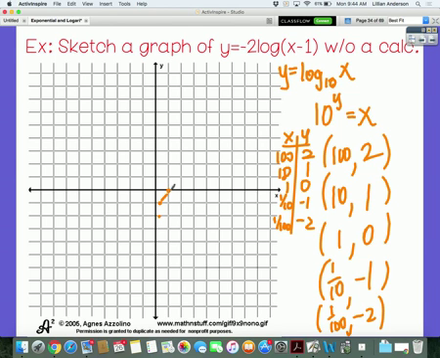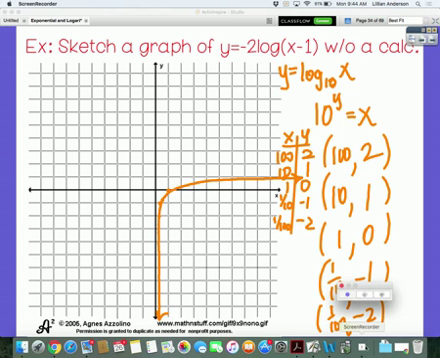But no matter what, I want to make sure that I don't what? Cross the y-axis. All right, so there's the graph of your basic log base 10 of x function. Now from there, go ahead and apply those transformations, guys. Apply those transformations.